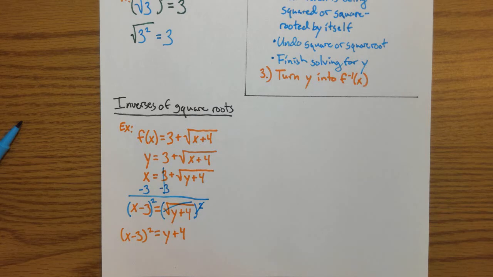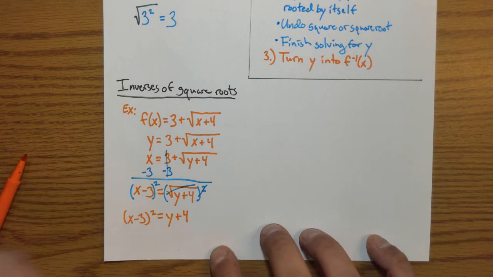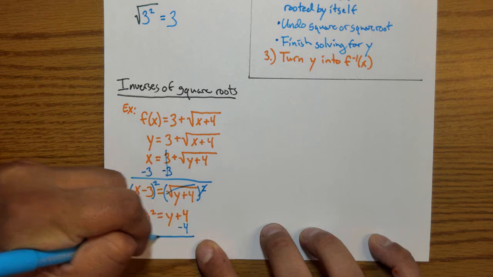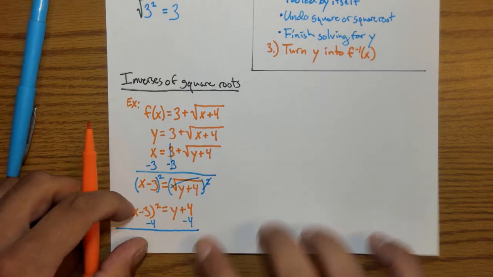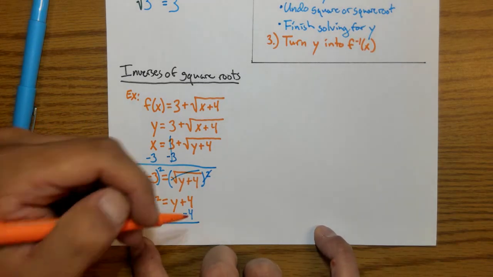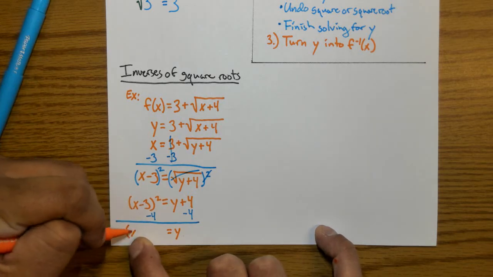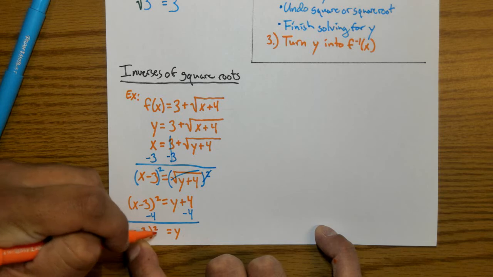And then finally, our last step, finish solving for y. Well, we have this 4. We need to go ahead and subtract 4 from both sides. And we're going to have y equals x minus 3 squared minus 4.